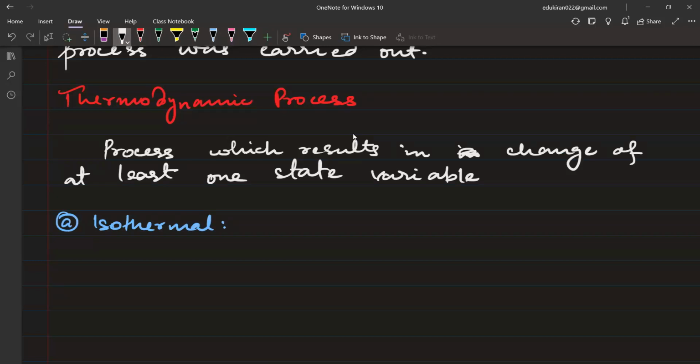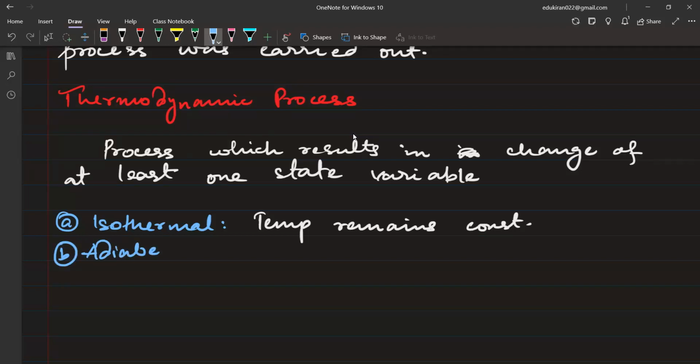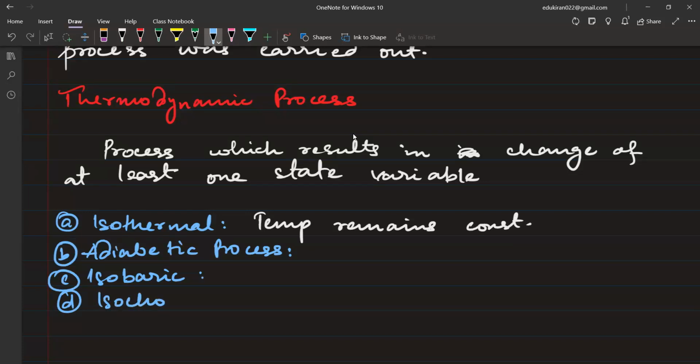Isothermal: in an isothermal process, what will happen? Temperature is constant, okay? Temperature remains constant. B is adiabatic process, C is isobaric process, D is isochoric process, and E is cyclic process.